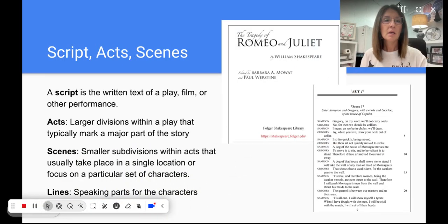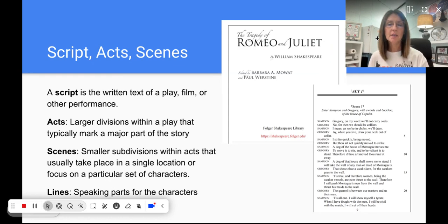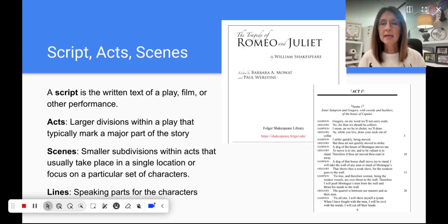Okay. Back to, here we go, scripts, acts, and scenes. So a script is the written text of the play, and you can see a picture of that there from Act 1 of Romeo and Juliet. The acts and scenes and lines then are how that script is divided. So we have acts, those are the larger divisions. Then we have scenes inside of the acts, and then inside of the scenes we have the lines, and those are the speaking parts for each character.